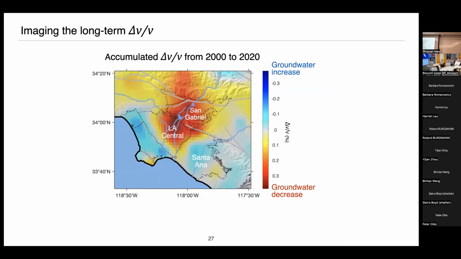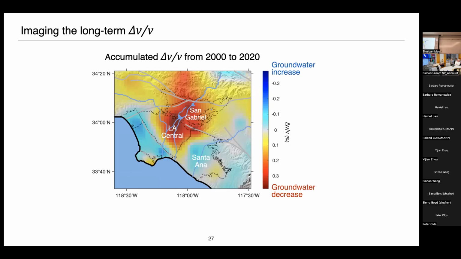Okay, so in the last part of this LA case study, I want to show you the imaging of the long-term changes. Showing here are delta V over V accumulated from 2000 to 2020. The bluish color corresponds to a cumulative increase of groundwater, and the reddish color a cumulative decline. You can see in San Gabriel and LA Central Basins, there seems to be much less water now than 21 years ago. In Santa Ana Basin, however, the water seemed to recover, even with a slight increase compared to decades ago.